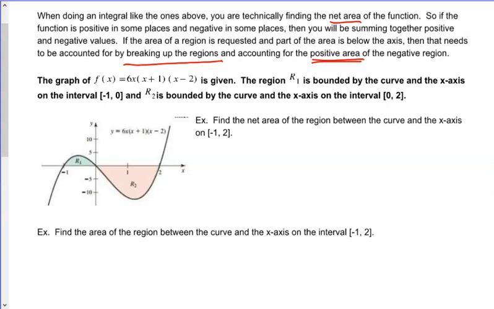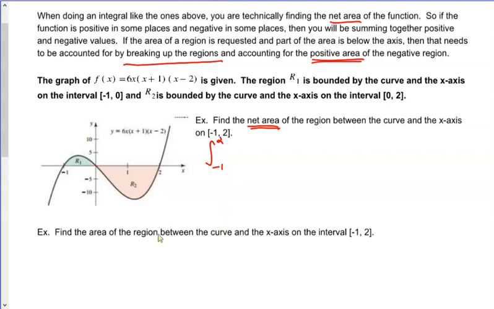So, the graph of f of x equals 6x times (x plus 1) times (x minus 2) is given to us. The region R1 is bounded by the curve and the x-axis on the interval from -1 to 0. And region 2 is bounded by the curve and the x-axis from 0 to 2. Now, notice, if I ask for the net area, then we're really just looking at the integral from -1 to 2 of our function f of x, okay?